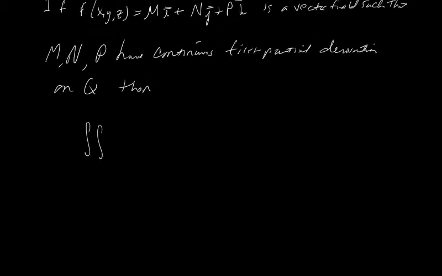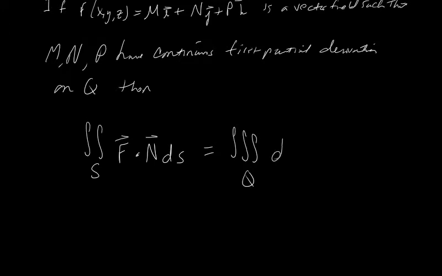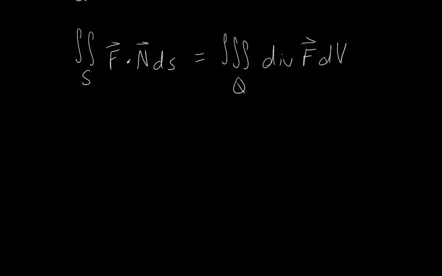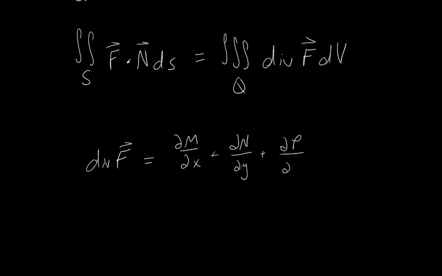our double integral over S of F dotted with n dS, the flux, right? It's the same thing for the flux, that's equal to the triple integral over Q of the divergence of F dV. So remember, the divergence of F is equal to the partial of M with respect to x plus the partial of N with respect to y plus the partial of P with respect to z.